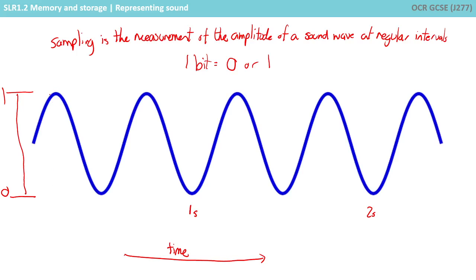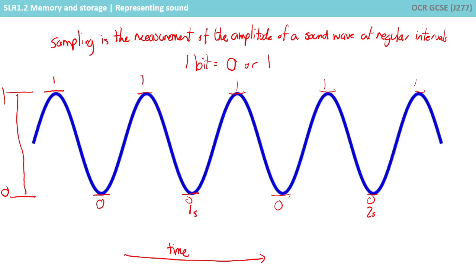So our first measurement is going to be here. The computer's going to store that as 1. Then our next point is going to be there, it's going to be 0. Next one's going to be there: 1, 0, 1, 0, 1, 0, 1. That's fine.